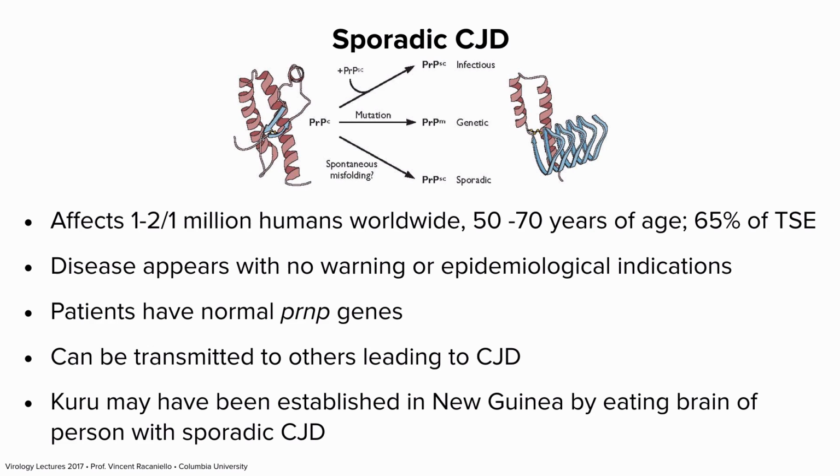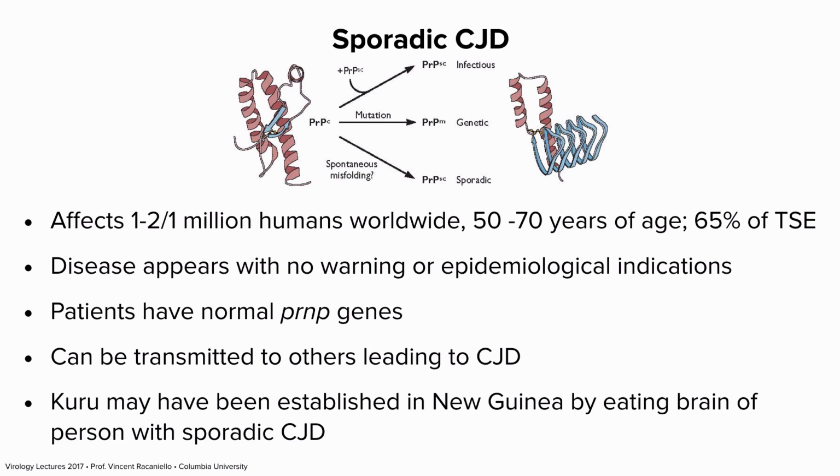Sporadic CJD, this is the one where there's no mutation in your PRNP gene. This is 1 to 2 in a million people worldwide. Typically 50 to 70 years of age, and this accounts for the most TSE, 65% of the TSE, appears with no warning or epidemiological indications. Probably this is what Balanchine had, normal PRNP genes.